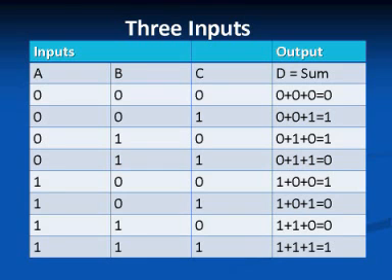We can elaborate this. 0 plus 0 plus 0 is equal to 0. 0 plus 0 plus 1 is equal to 1. 0 plus 1 plus 0 is equal to 1. 0 plus 1 plus 1 is equal to 0. 1 plus 0 plus 0 is equal to 1. 1 plus 0 plus 1 is equal to 0. 1 plus 1 plus 0 is equal to 0. 1 plus 1 plus 1 is equal to 1. Thus, the XOR gate can be used for arithmetic addition.